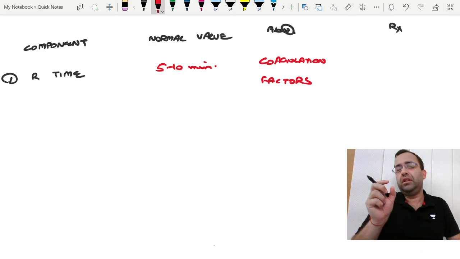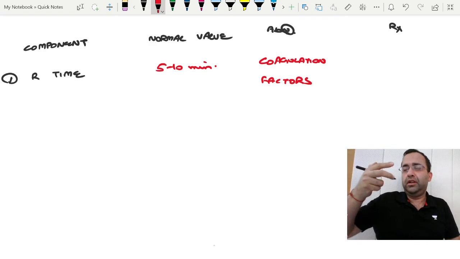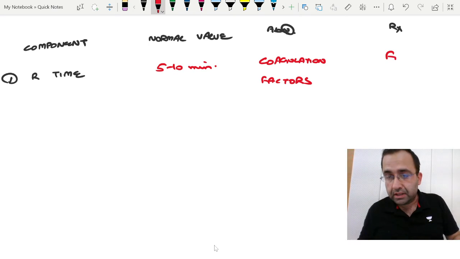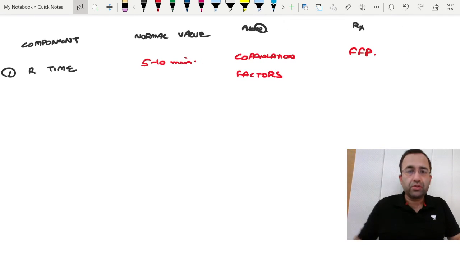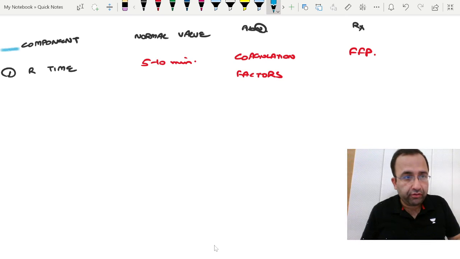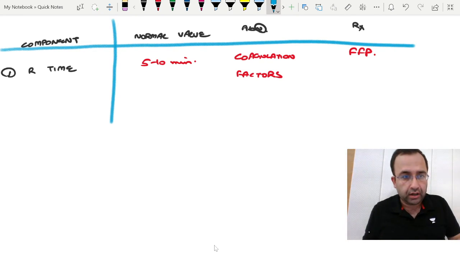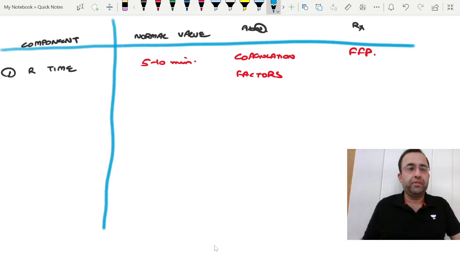Coagulation factors are present in which component? Packed RBC, FFP, platelets, cryoprecipitate, they are present in FFP, fresh frozen plasma. So the first component is R, that is reaction time.